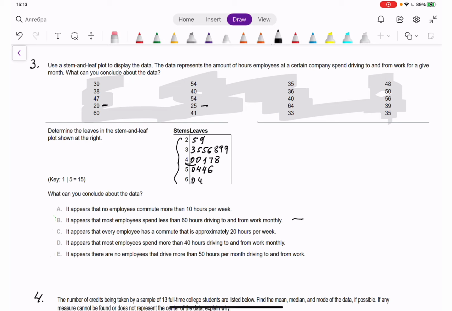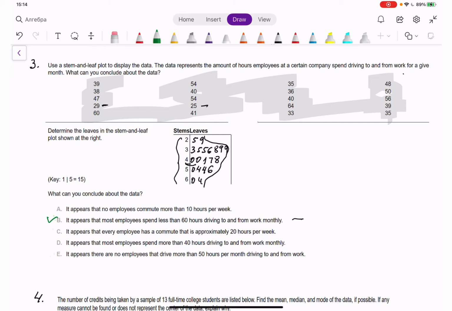If I read the line, the question says that data represent the amount of hours employees at a certain company spend driving to and from work for a given month. What can we conclude about the data? So minimum 25, maximum 64 hours. So 60 hours drive to and from the company. So this is going to be our answer here.